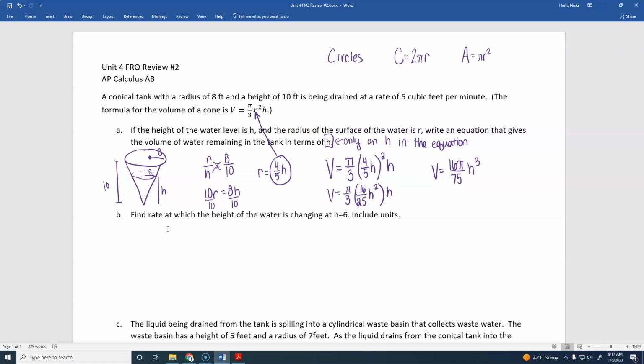I don't think it's going to simplify right now. When we take the derivative, it'll simplify a little bit. Okay, questions so far?